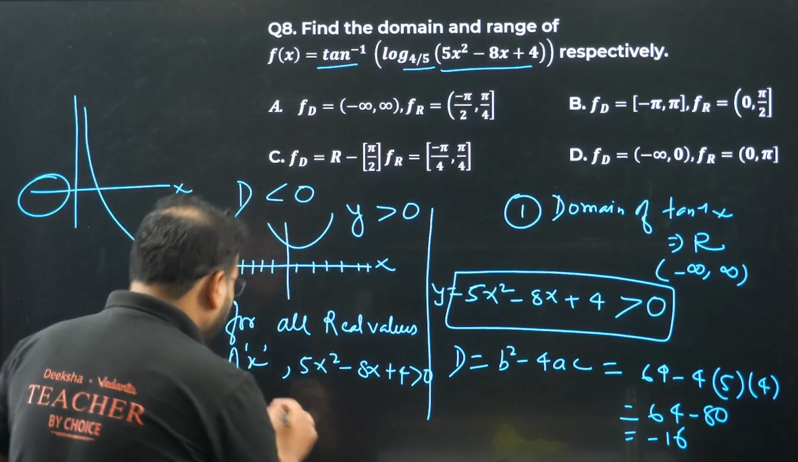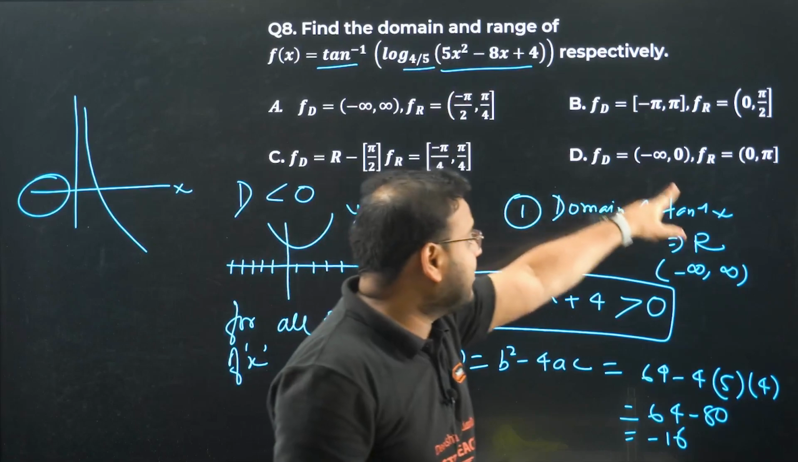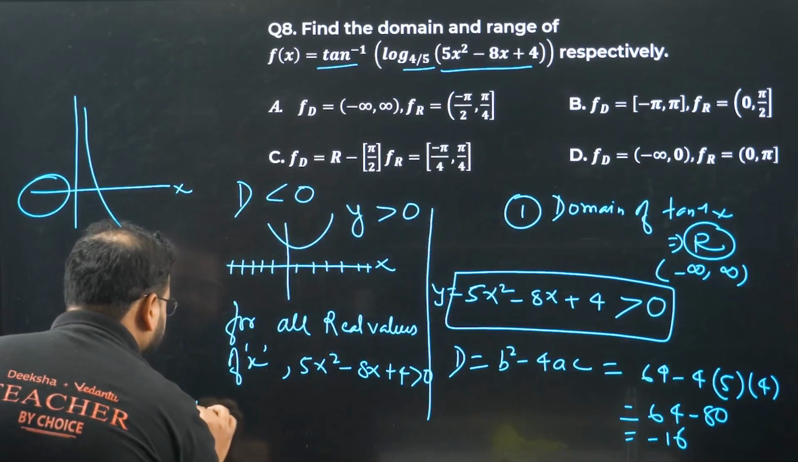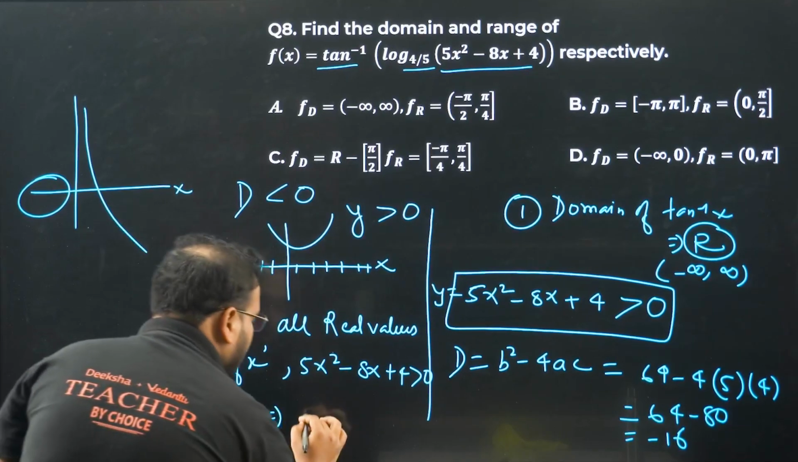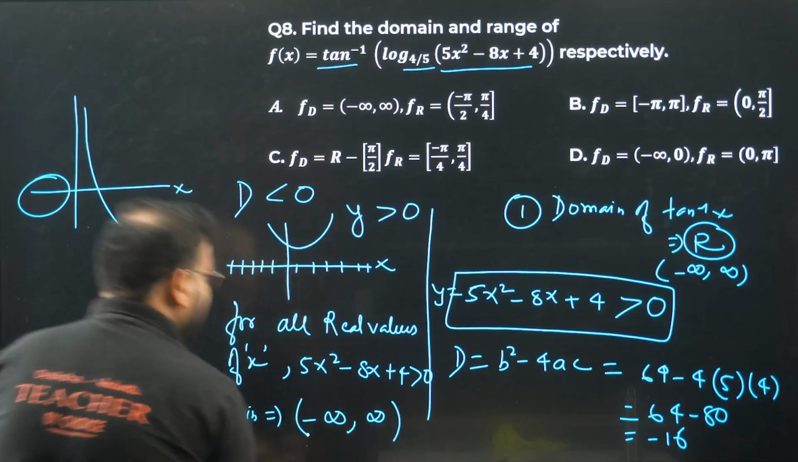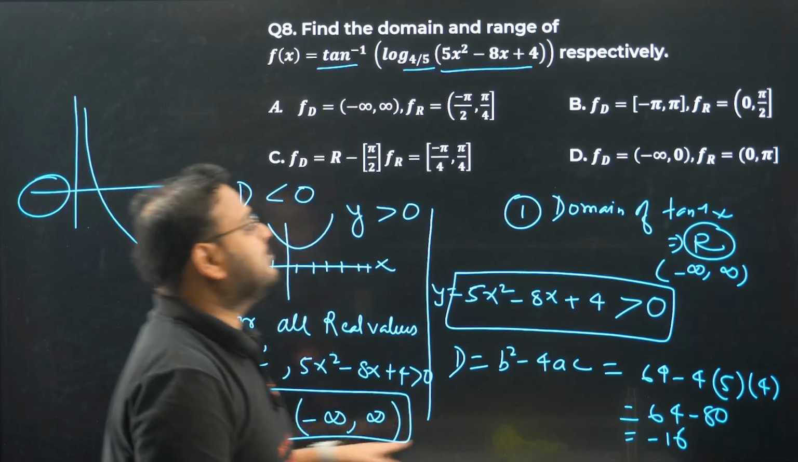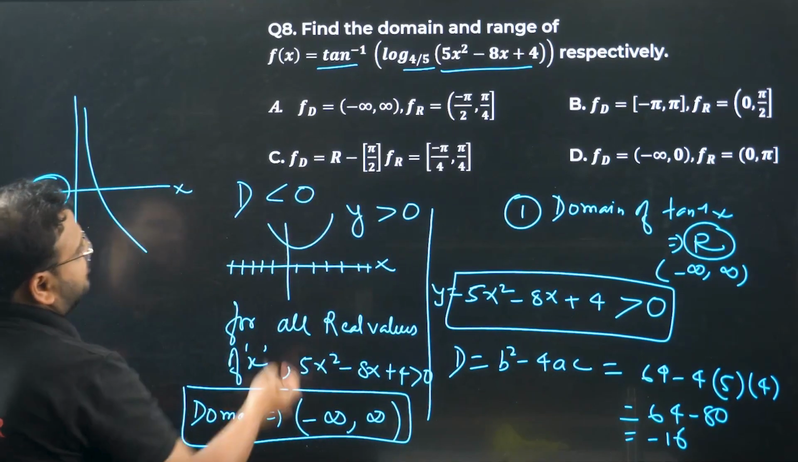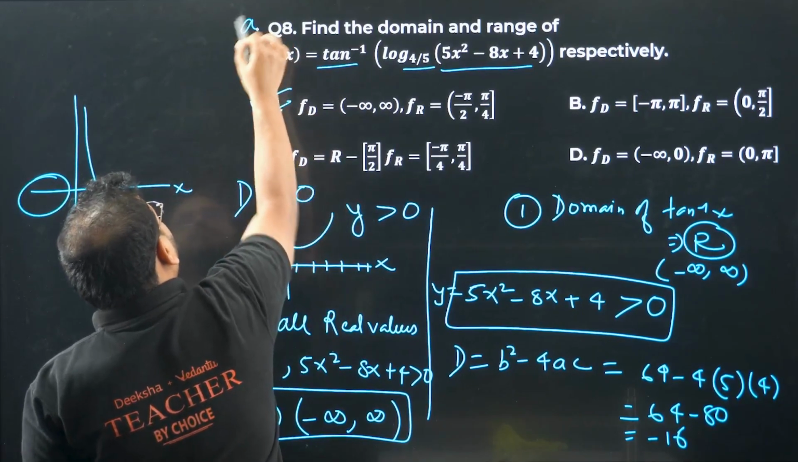This means your domain for this logarithmic part is also all real, hence your final domain is all real, basically minus infinity to plus infinity. That's your final domain. Please check. For log it is the same thing, and for tan inverse also the same thing. It means the answer is the final domain. Check, only one option is like that, option A, that's your correct answer.